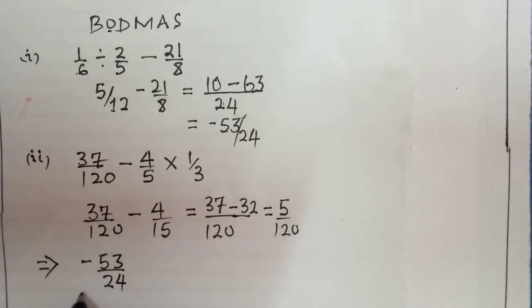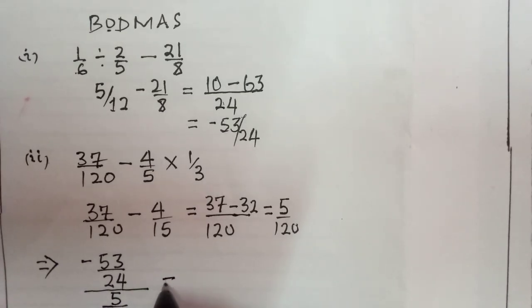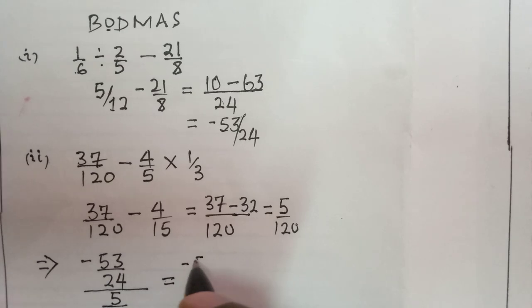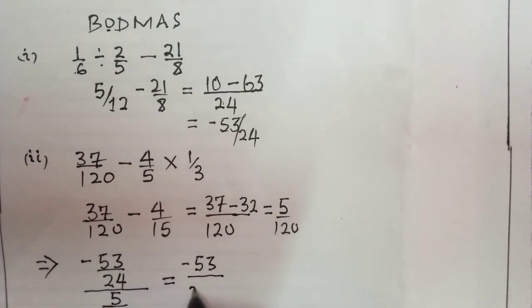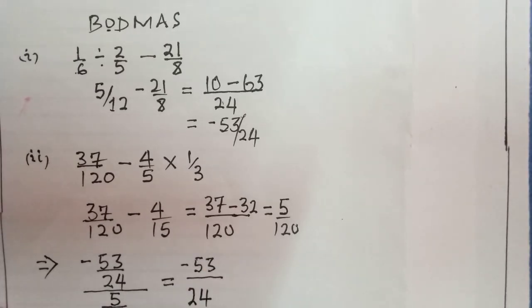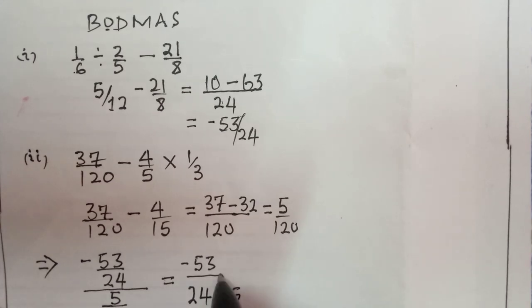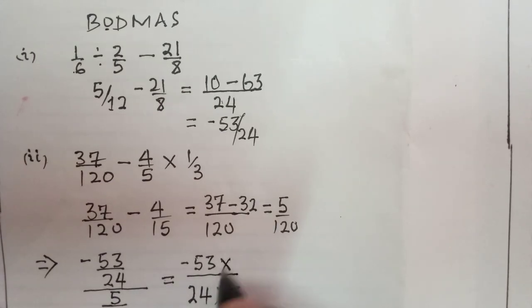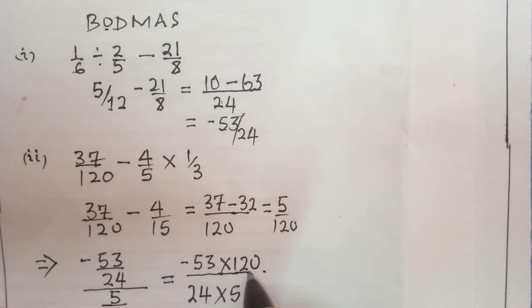We divide that by 5 all over 120. If we rearrange that, we are going to have negative 53. Then 24 will go down here as a denominator, and 5 will remain here, while 120 will go up here. So now we divide that.